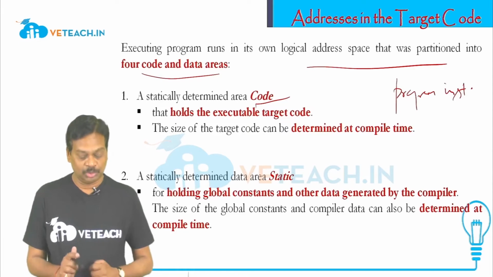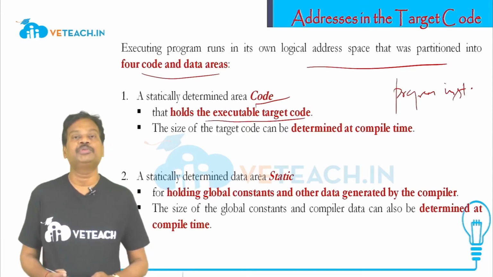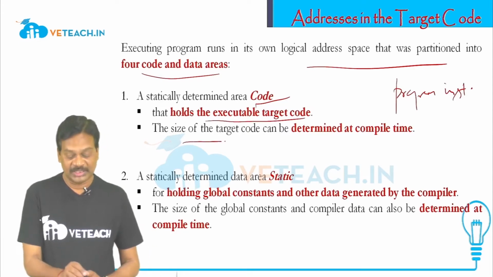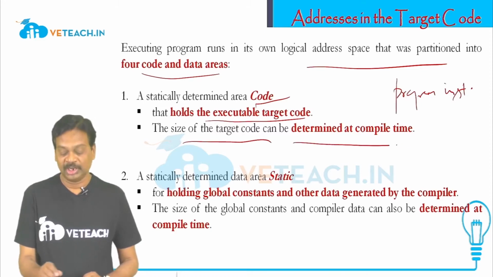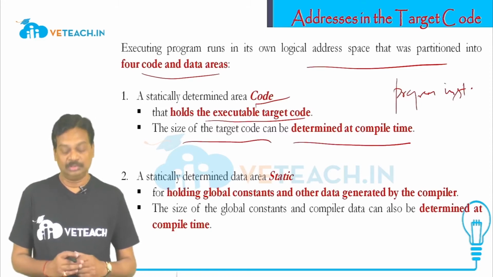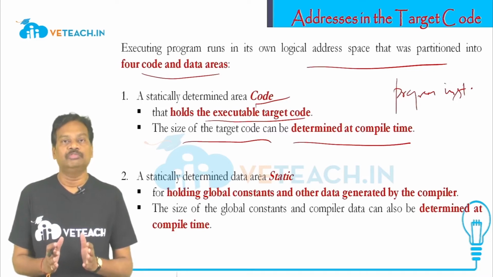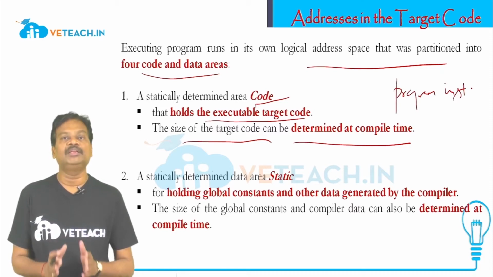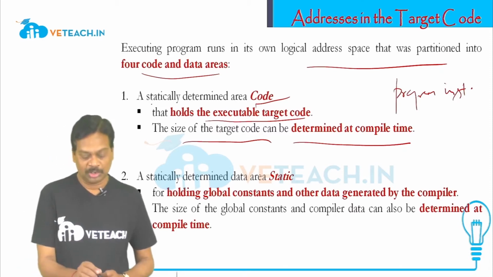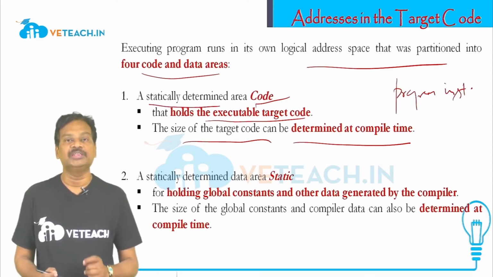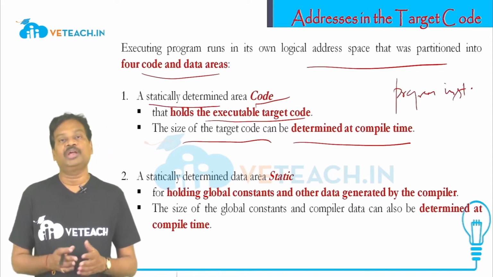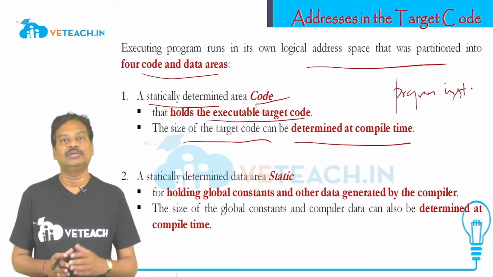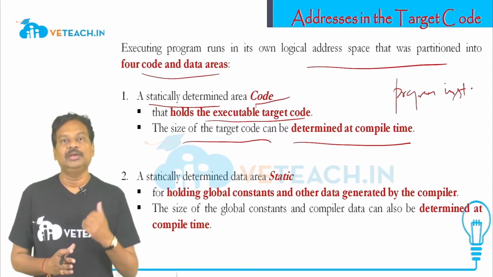The function of this code area is that it holds the executable target code, and the size of this target code is determined at compile time. Whatever program you are working on, the target code will be known at compile time. This is why we call the code memory a statically determined area. Similarly, the second memory area is called the data area. We keep all your variables in the data area.